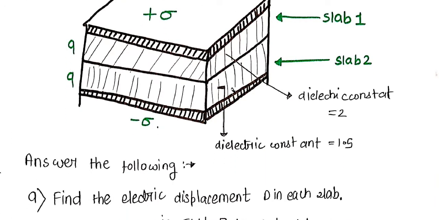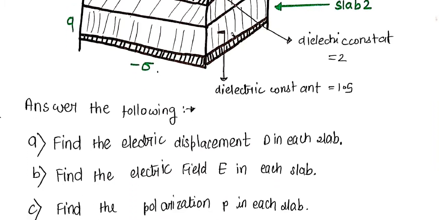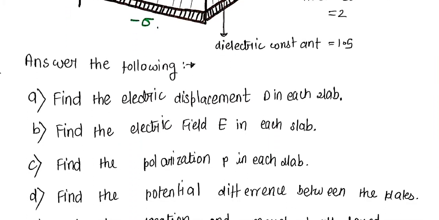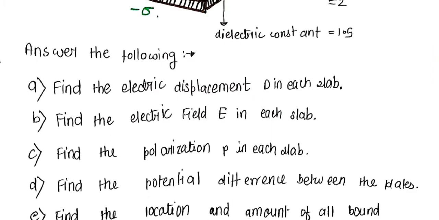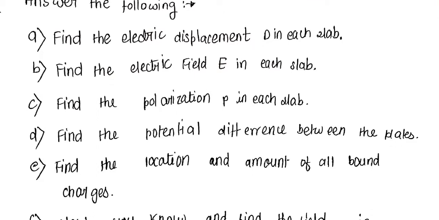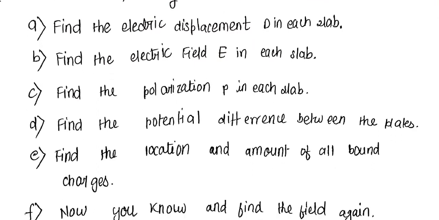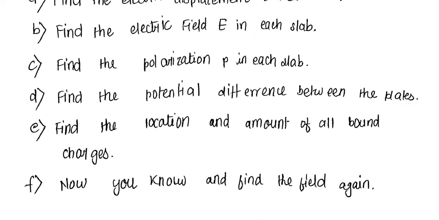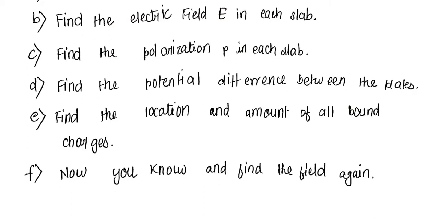So we have to answer the following questions according to the problem. First we have to find the electric displacement D in each slab, that is for slab 1 and for slab 2. Then we have to find the electric field E in each slab, then the polarization P in each slab, the potential difference between the plates, and the location and amount of all bound charges. Since we know the amount of charges present after calculating all these data, we can find the electric field again and check whether the answer was correct or not.